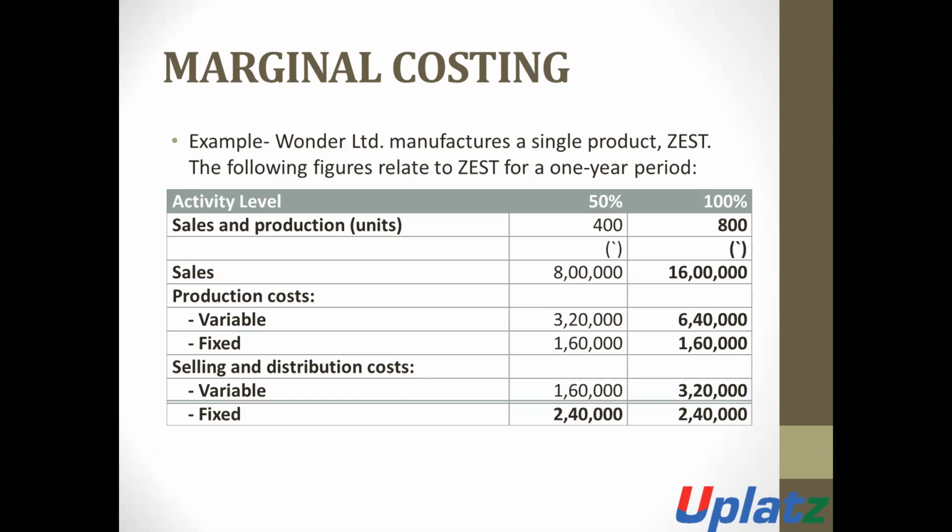Sales 8 lakhs, and in the case of 100% it is 16 lakhs. The production cost, variable cost, is 3 lakh 20,000 and 6 lakh 40,000, and the fixed cost remains the same, 1 lakh 60,000 and 1 lakh 60,000. Selling and distribution overhead which is variable in nature is 1 lakh 60,000 in the case of 50% activity and 3 lakh 20,000 in the case of 100%. Fixed selling and distribution cost is 2 lakh 40,000 and 2 lakh 40,000 in the case of 100%.